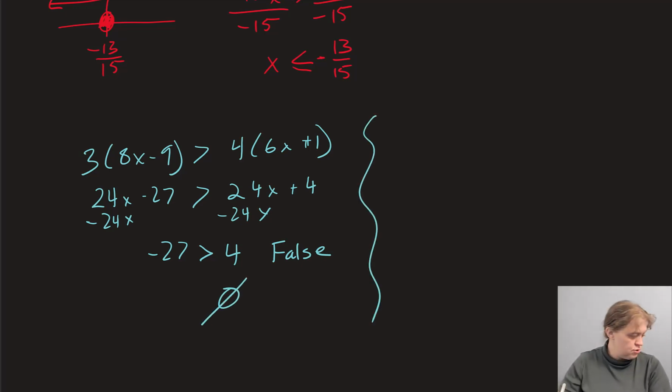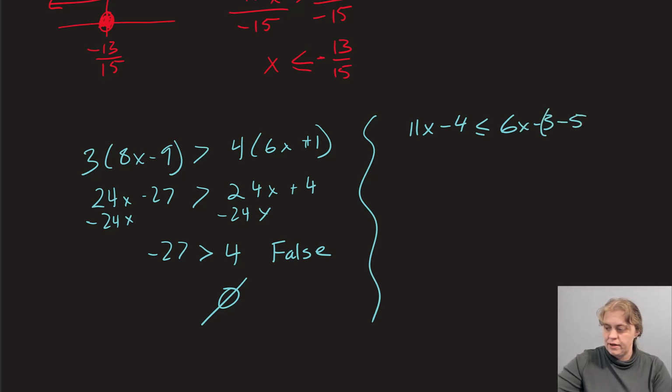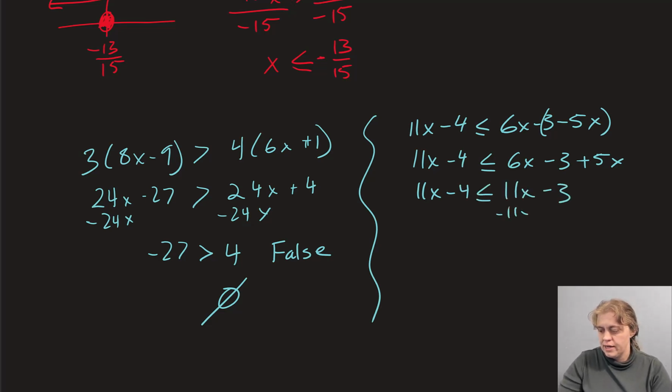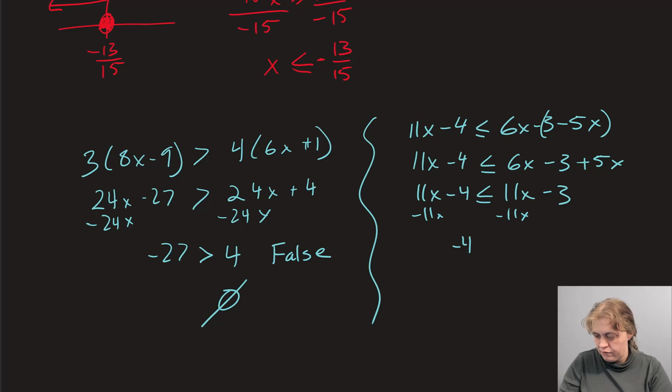And compare that to this one, 11x minus 4 is less than or equal to 6x minus 3 minus 5x. There are parentheses around the 3 minus 5x. We have 11x minus 4 is less than or equal to 6x, distributing the negative. We're multiplying by a negative, but not both sides, so we don't touch that sign. Negative 3 plus 5x. So that gives us 11x minus 4 less than or equal to 11x minus 3. Subtracting 11x, that whole thing comes together and I have negative 4 is less than or equal to negative 3. Yeah, that checks out.